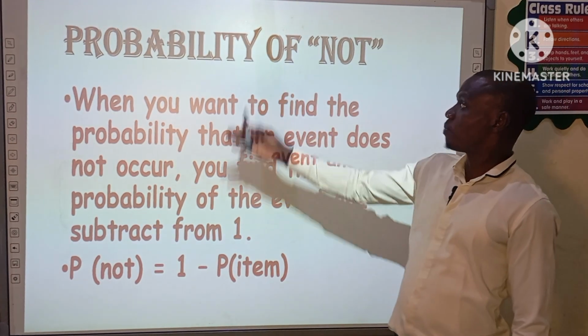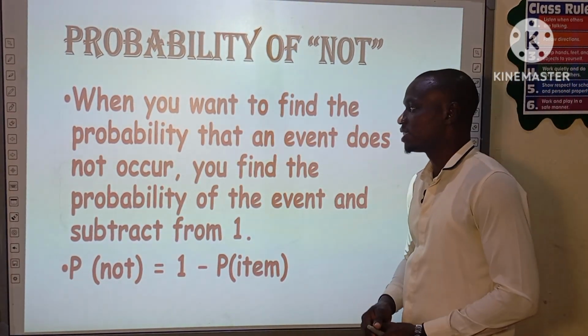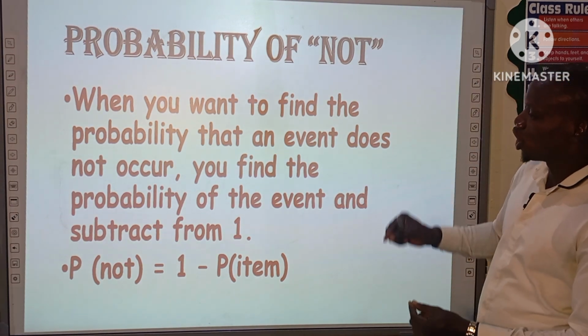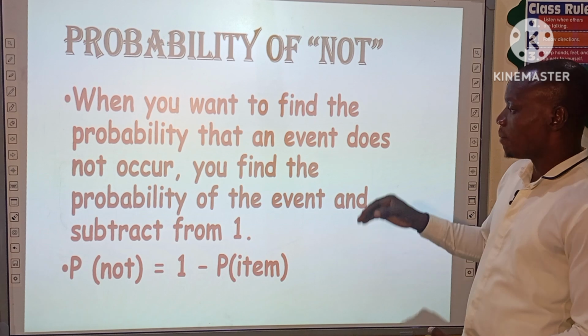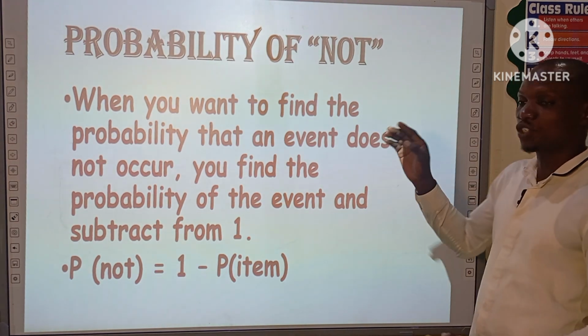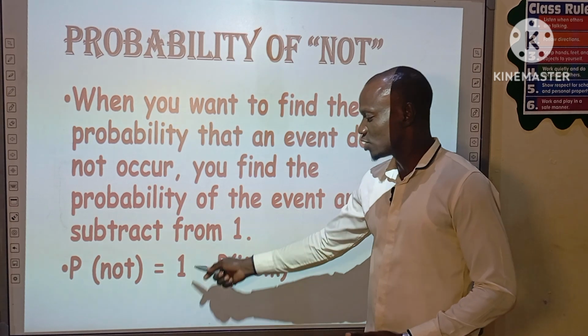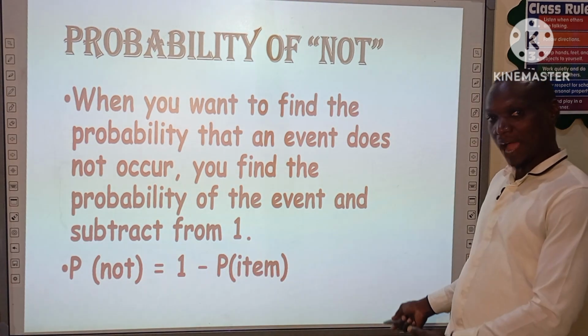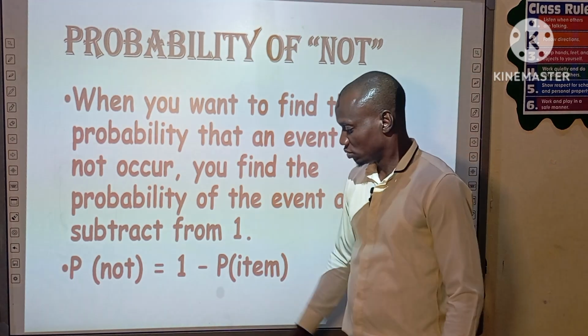Now we shall explore the probability of not. When you want to find the probability that an event does not occur, you find the probability of the event and subtract it from 1. Probability of not is 1 minus the probability of the event happening. Now let's go to a whiteboard.